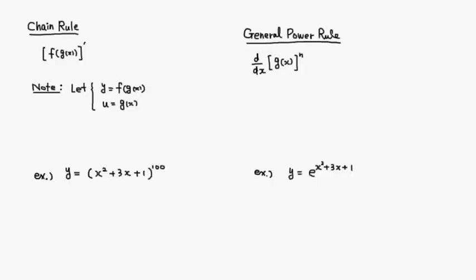Okay, let's look at the chain rule. The chain rule applies to the composition of two functions, let's say f of g of x. If you want to take the derivative of f of g of x, what you need to do is take the derivative of the outside function, so f prime, then leave the inside function as it is. So you have f prime of g of x, then multiply by the derivative of the inside function.